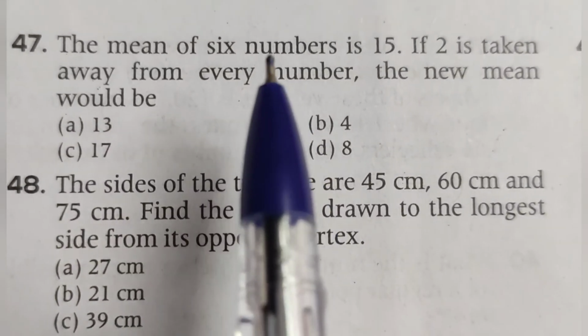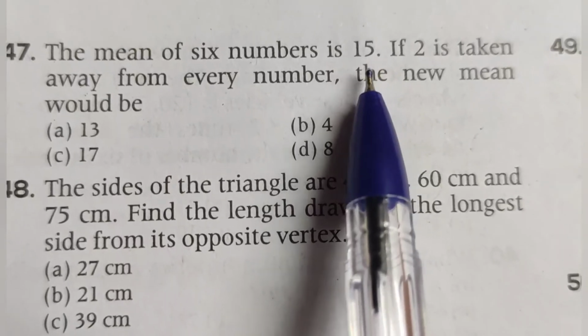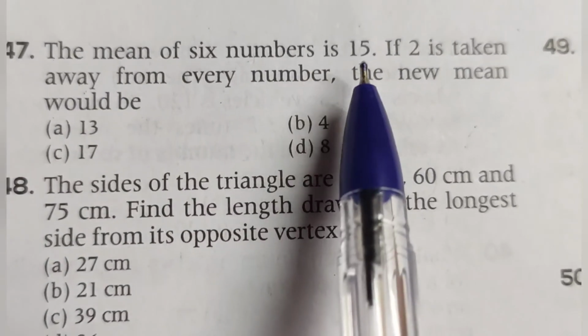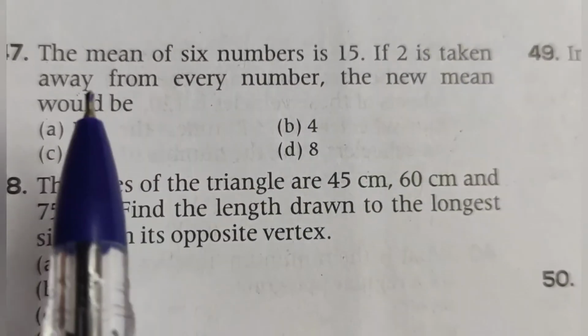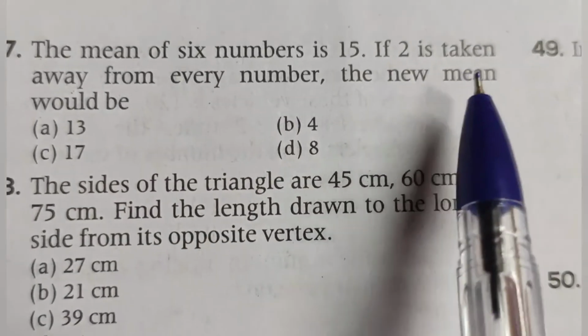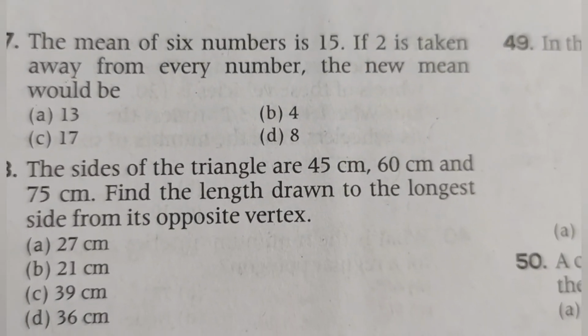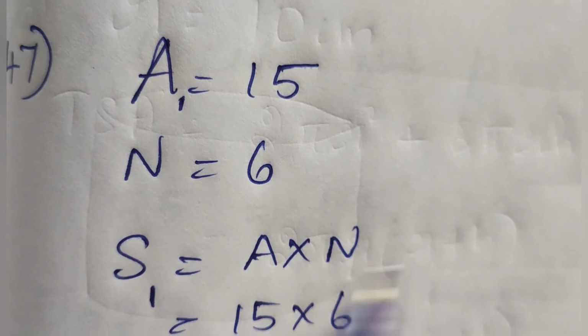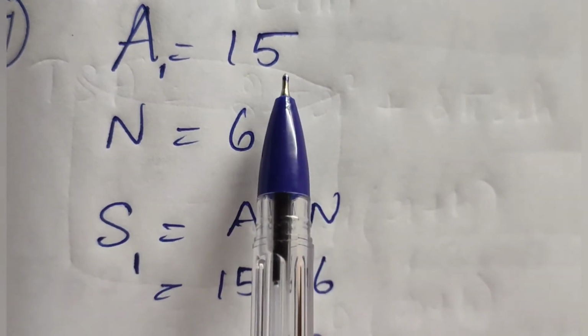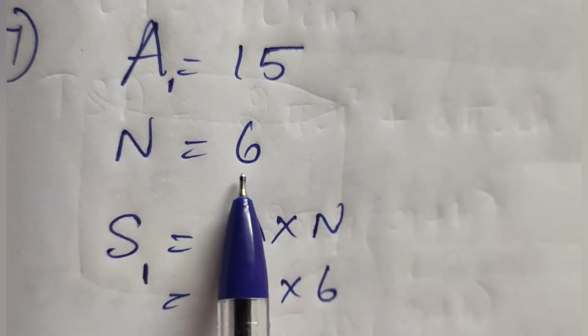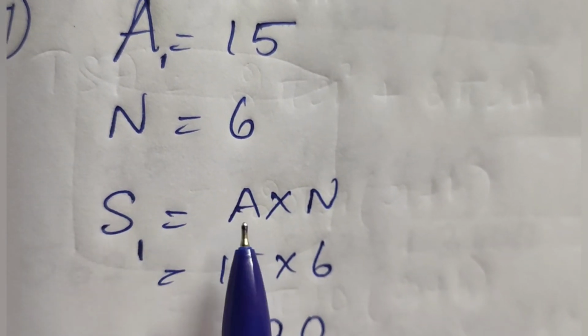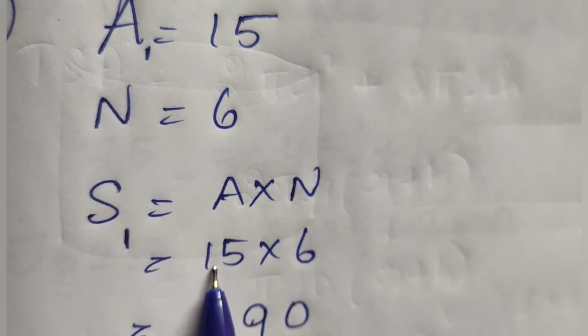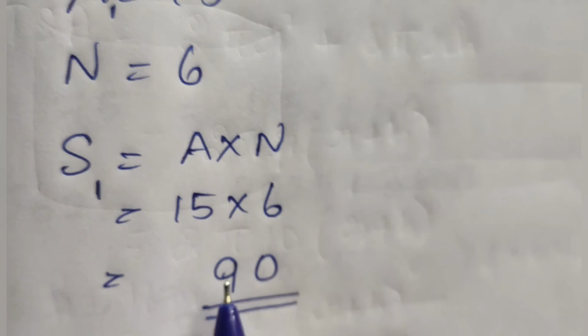47th question. The mean of 6 numbers is 15. Mean means average. Average of 6 numbers is 15. If 2 is taken away from every number, the new mean would be dash. See, first the average is equal to 15. Number of items, 6 items. So sum is equal to average into number of items, 15 into 6 numbers, 15 sixes are 90.